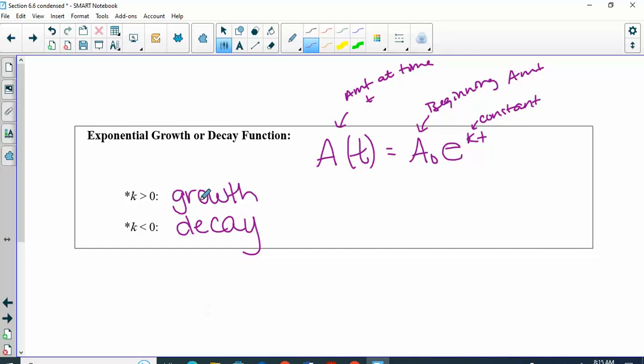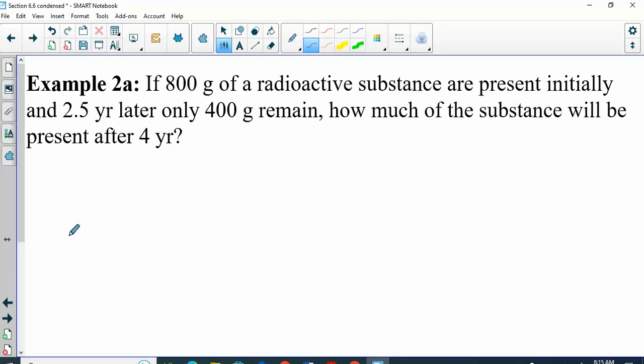So, let's look at an example. If 800 grams of a radioactive substance are present initially, so my beginning amount, A sub 0, is 800. And 2.5 years later, only 400 grams remain. The question is, how much will we have after 4 years?